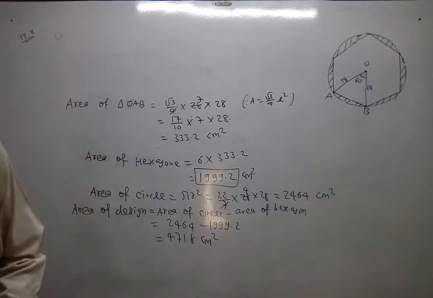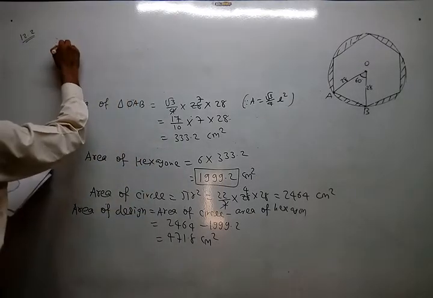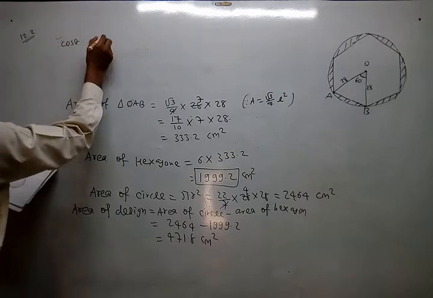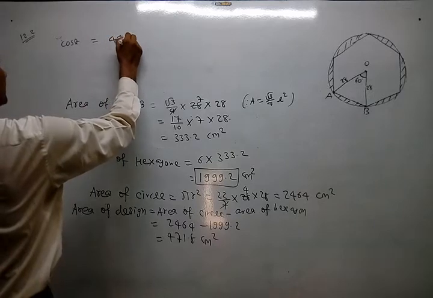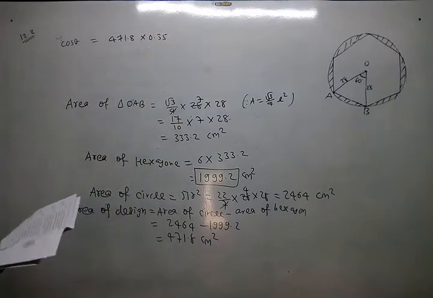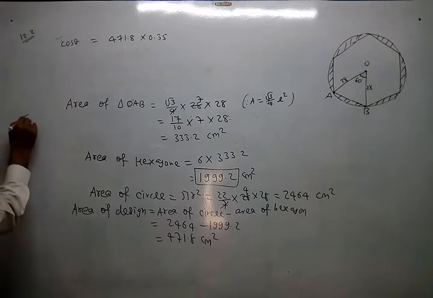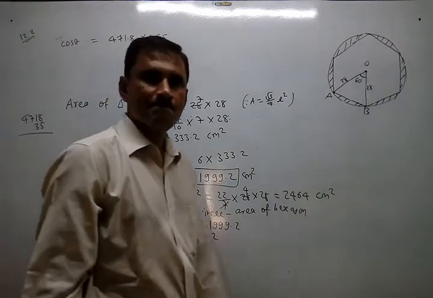They've given 0.35 as the cost. So now the cost of the design, or otherwise write only cost, is 471.8 into 0.35. Okay, now just multiply it again. You look everywhere, the calculation is quite long.